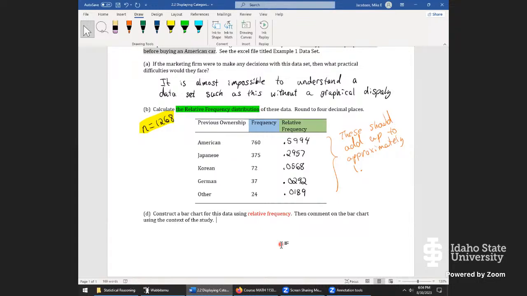So let's give this a try then. First thing we want to do is, for a bar chart, just make one extended horizontal axis, and then you're all set. Now, we indicated we want to use relative frequency. So our vertical axis going here, let's label it just that, relative frequency.